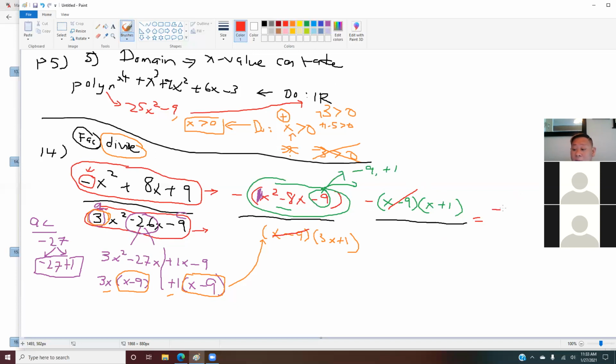So your answer is the leftover, negative x plus 1 over 3x plus 1. And yes, you cannot cancel the x plus 1 here, because this is not x plus 1, this is 3x plus 1. And you cannot cancel the 1. This is your final answer for question number 14.